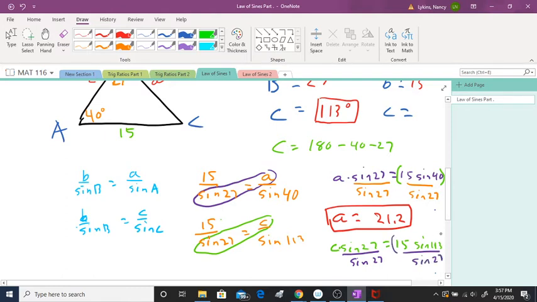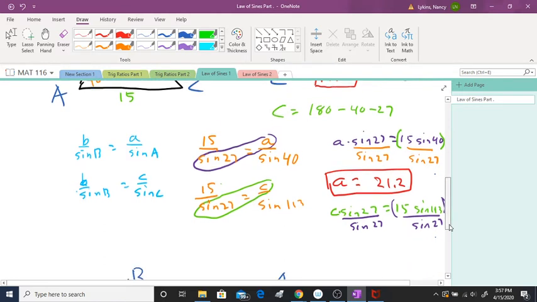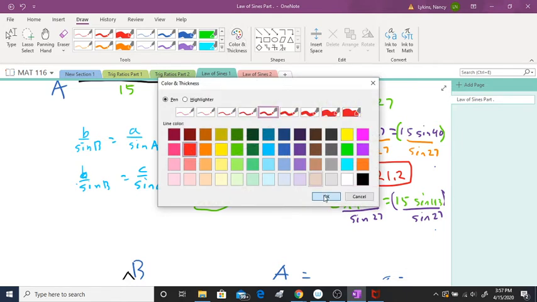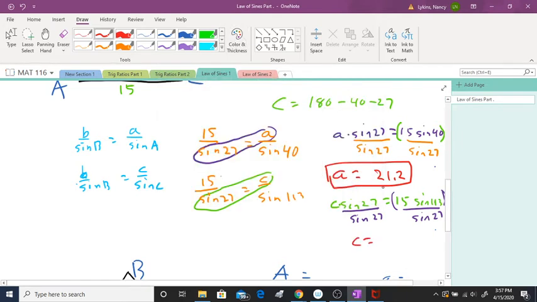Once again, depending on your calculators, remember to use parentheses, or on a scientific calculator, remember to do 113 sine, hit enter, and then times 15, hit enter, divided by 27 sine, hit enter. So in this case, I get my c to be 30.4.